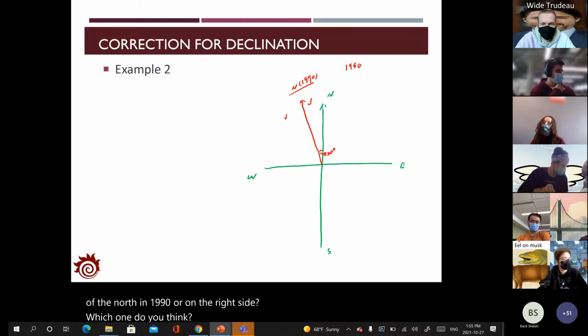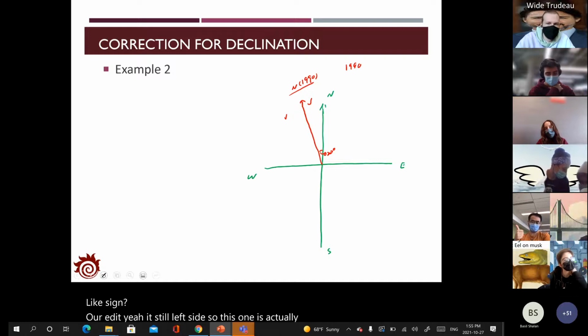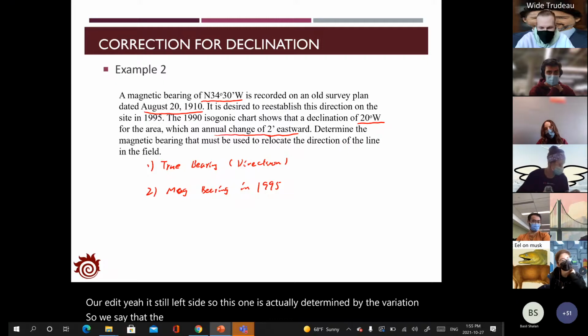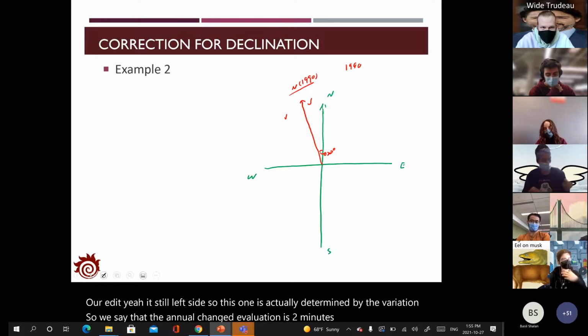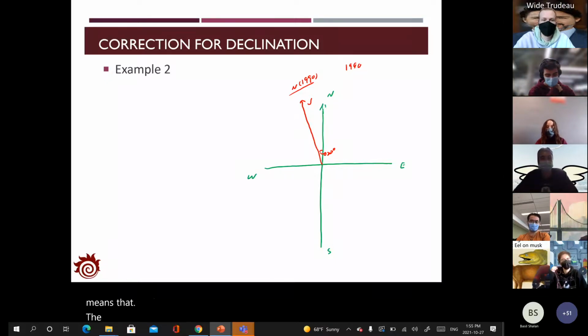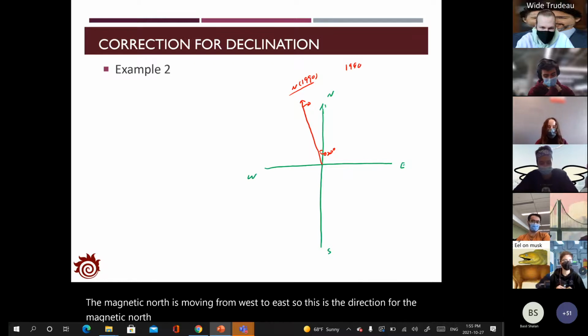Left side. It is, yeah, it's still left side. So this one is actually determined by the variation. We say that the annual change, the variation, is 2 minutes eastward. So this means that the magnetic north is moving from west to east. So this is the direction for the magnetic north changing over the year.